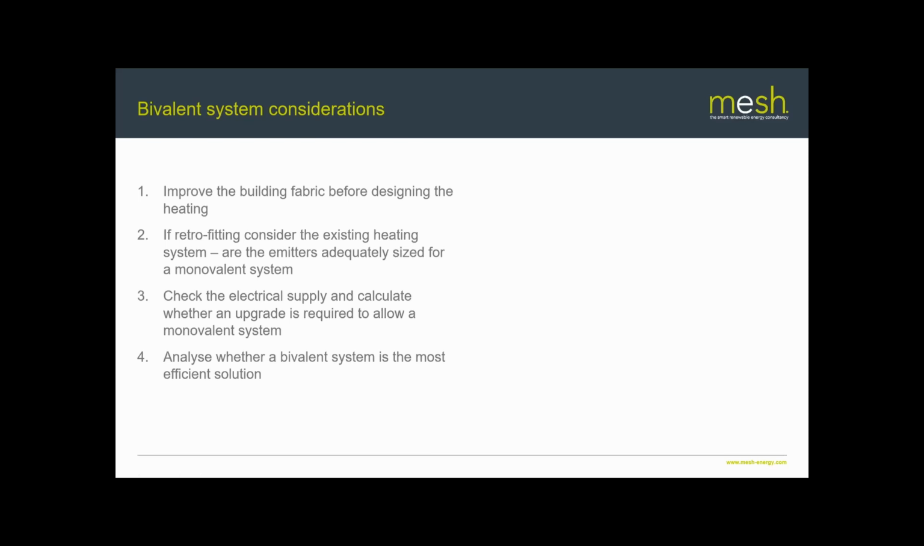Fourthly, analyze whether a bivalent system is the most efficient solution. Now, quite how you define efficiency might depend upon you or your client's ambitions for the project. If you want the most CO2 efficient installation, then it may well be that a monovalent system is always the most efficient from a CO2 point of view, especially if you're deriving a lot of your electricity from renewable sources, because CO2 efficiency obviously depends on where you're getting that fuel from.